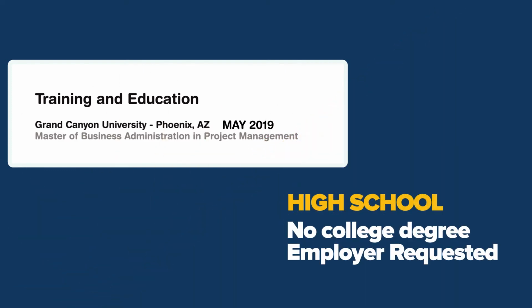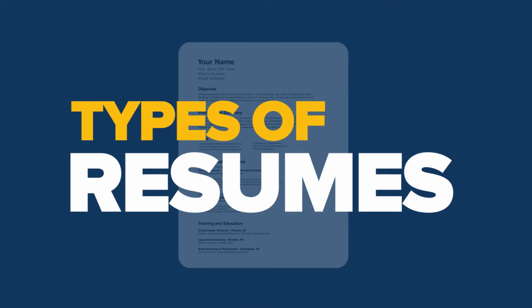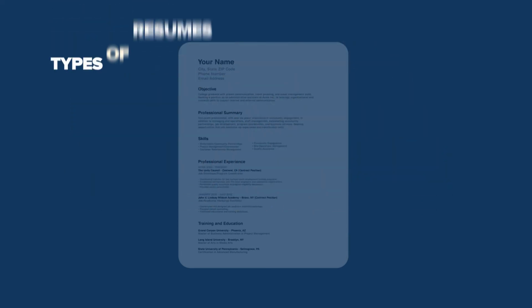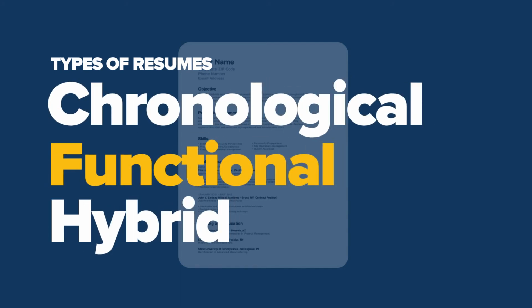List high school information if you do not have a college degree or if the employer has requested that information. If you have a college degree, there's no need to list your high school information. Now that you have developed each section of the resume, let's look at different ways to display the information. The 3 resume types we will cover are chronological, functional, and hybrid.